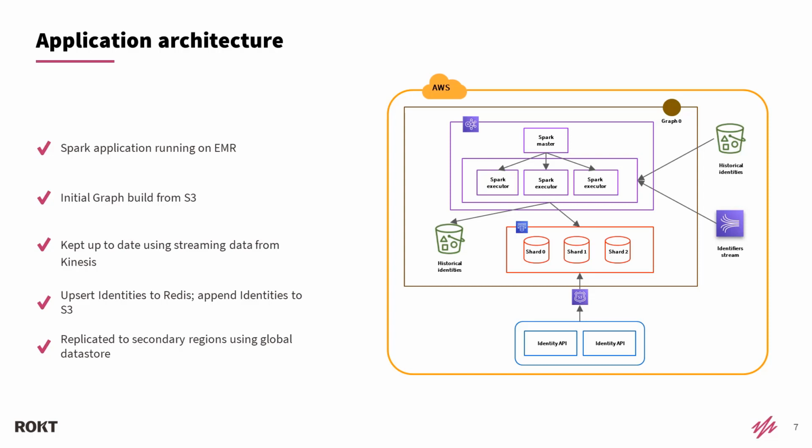Then we switch to an incremental mode where we keep our graph up to date using data from Kinesis. We upsert data into Redis and we append identities into S3. Because we're using global data store, data is replicated into secondary regions, and our real-time APIs, which are global APIs, can read off the global data store.